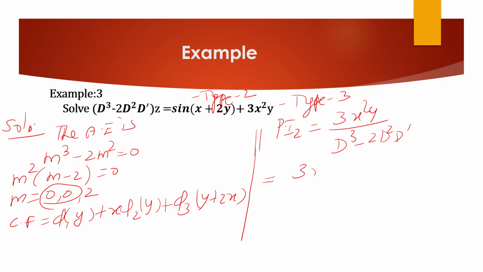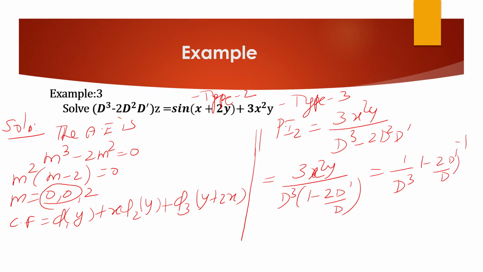So it is D cube of (1 minus 2 D dash by D), which is nothing but 1 by D cube of (1 minus 2 D dash by D) the whole inverse of 3x square y. Now we have to expand it in a binomial series, and then operate that function of x and y on each term of this series.